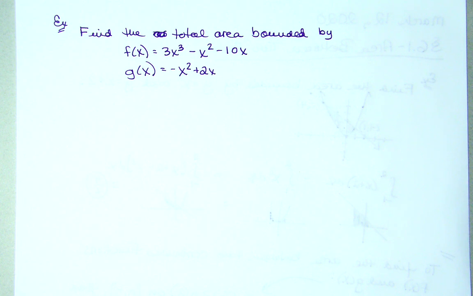F of x equals 3x cubed minus x squared minus 10x. G of x equals negative x squared plus 2x. Let me see if I can get this on this one. Yep, don't say anything yet, but there is going to be something a little different. Honestly, my goal with all the rest of the examples is just to show you as many variations of this as possible.